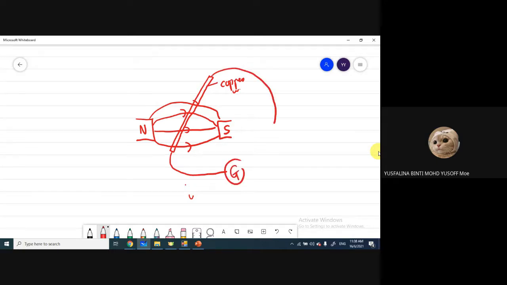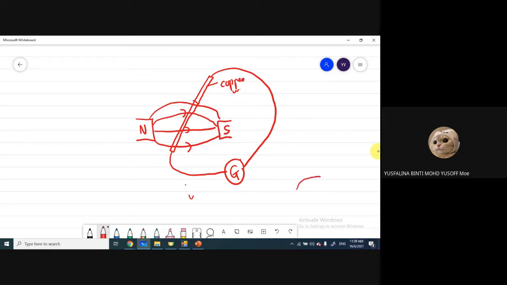What is the galvanometer? A galvanometer is used to measure induced current. What is the difference between the galvanometer and the ammeter? Because we already know the ammeter is also used to measure current, right? But why didn't we use the ammeter here? Why do we use the galvanometer?